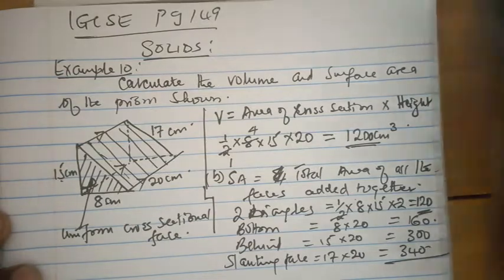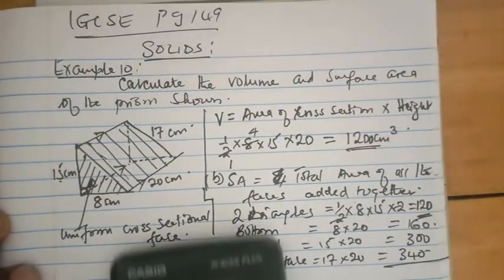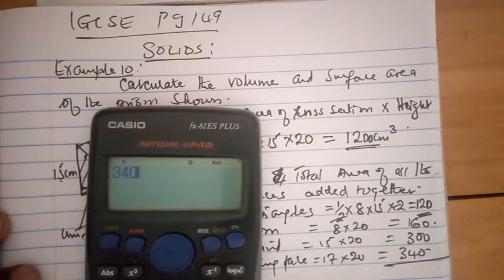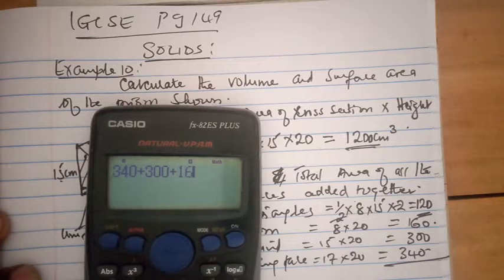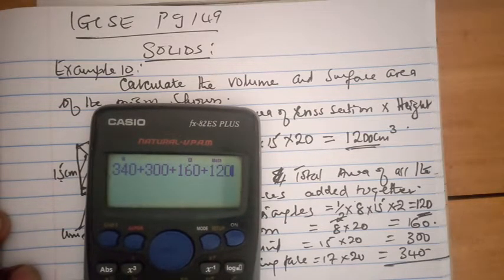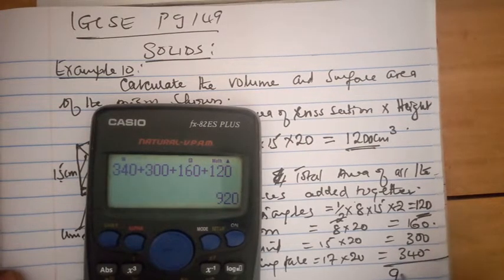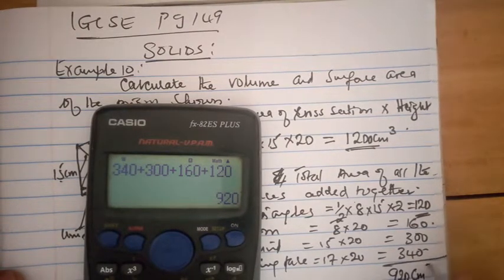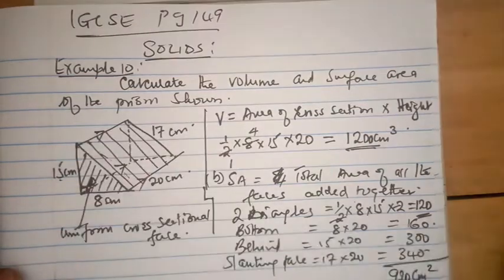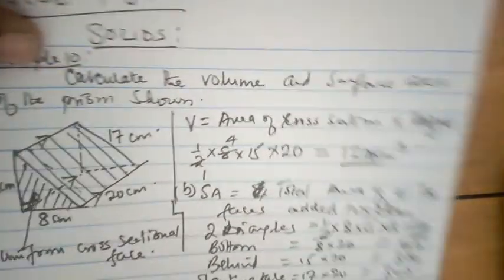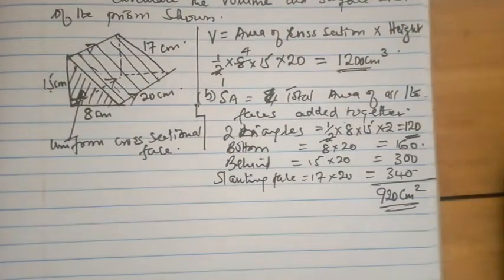Add all this together, you get 340 plus 300 plus 160 plus 120, and you get 920 centimeters squared. 920 centimeter squared. And that is as far as example 10 is concerned.